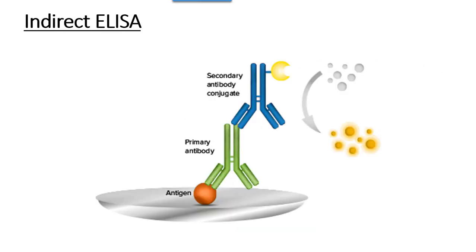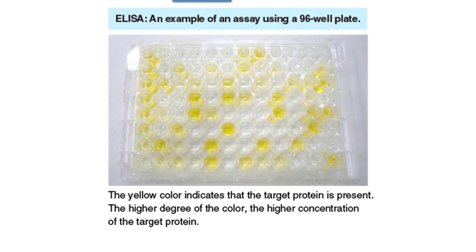Here's a pretty picture showing the steps again, in case you like prettier pictures than my bad drawings. So here's an example of what you might see. If you see the well has changed to yellow, that would indicate a positive result. If the well remained colorless, that would indicate a negative result.